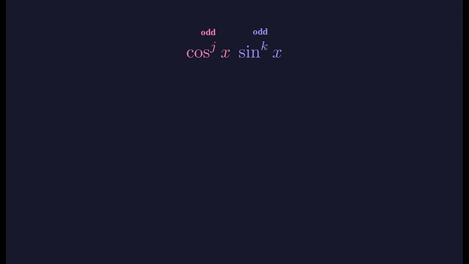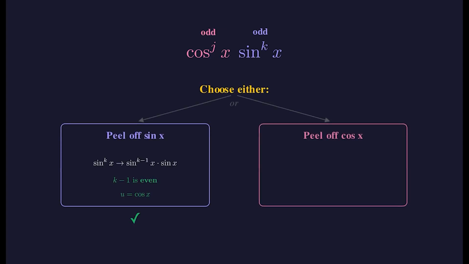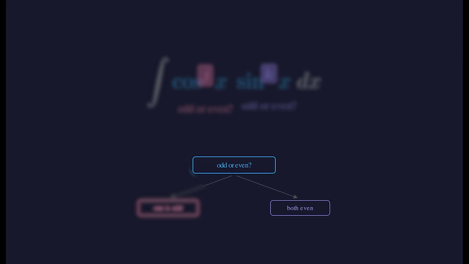In the event that it's both, we can simply choose to peel off either sine x or cosine x, because either way, the remaining power becomes even. But what happens if neither of them are odd?